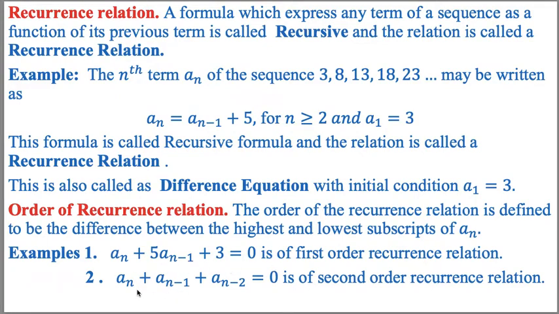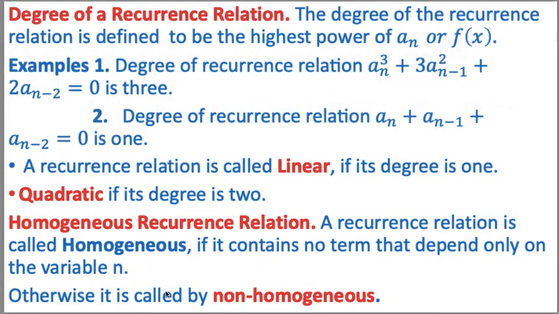In the second example, the highest subscript is n, the lowest subscript is n minus 2, and the difference between highest and lowest subscript is 2. So the order of this recurrence relation is 2, or we say that it is a second order recurrence relation. Now the degree of the recurrence relation.